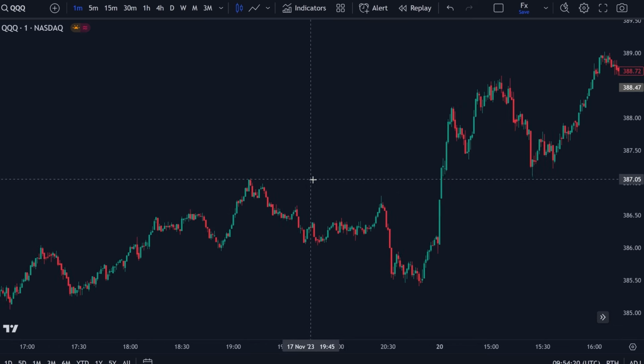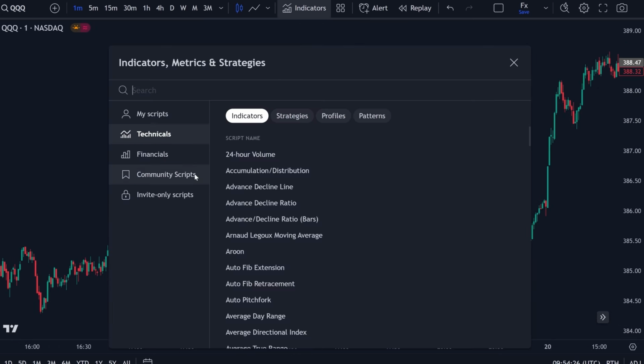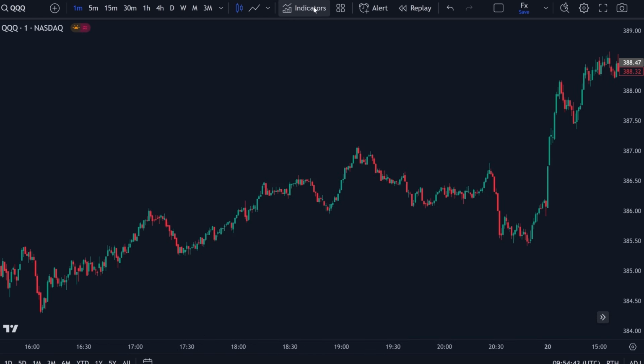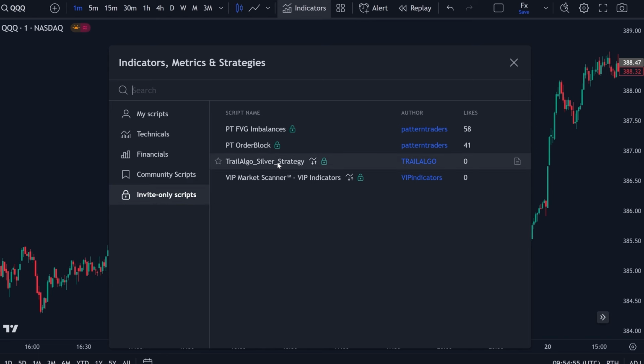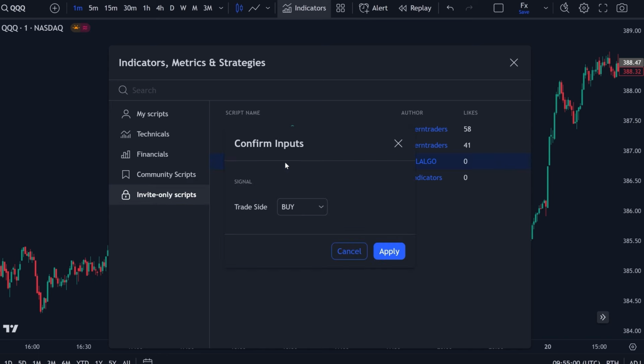Once you subscribe to our TrailAlgo indicator, you'll find TrailAlgo accessible in the invite-only scripts section. We offer both indicators and strategies for all users, with subscription tiers ranging from Silver to Gold and Elite. Click on Indicator, then choose Invite-Only Scripts, and select the TrailAlgo Silver strategy over here. And that's all. We are going to focus on the buy side in this tutorial.